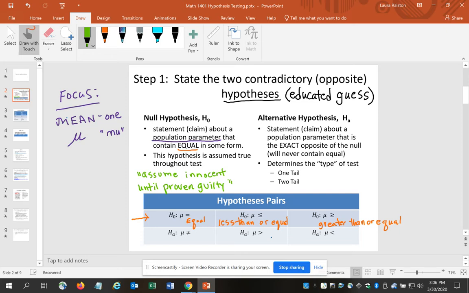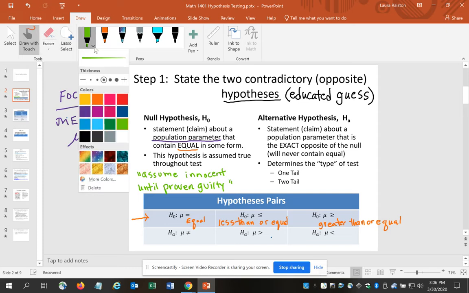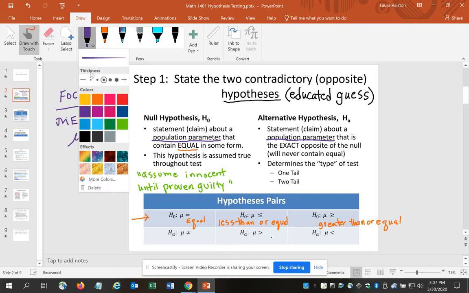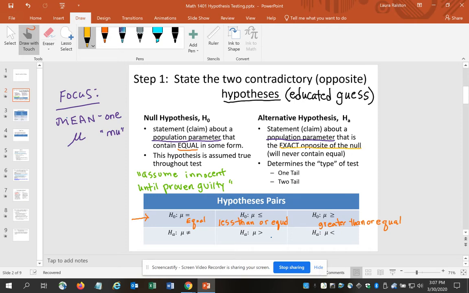Okay, the second hypothesis is called the alternative hypothesis. And again, it's still going to be a statement or a claim about the same population parameter. So even the alternative hypothesis deals with the population parameter, and it's the same population parameter that you would have had for the null. In our case, it's going to be a mean. And it is the exact opposite of the null hypothesis. And the key thing about the alternative hypothesis is it will never, ever contain equal.